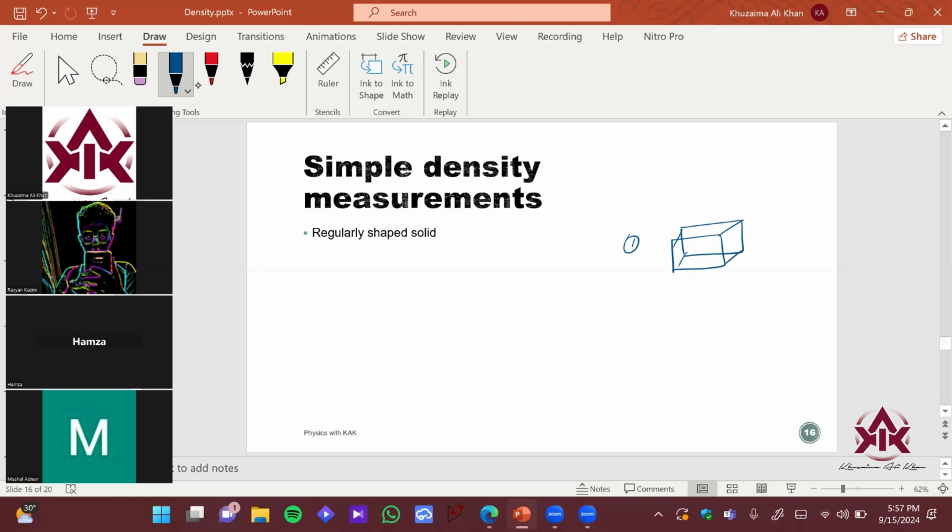Its length is L, right? Okay, so you want to find the density of this particular cube. ठीक है, वो क्या होगा? So just remember how you start this particular experimental setup. You want to first of all write down the formula that density equals mass upon volume, right?